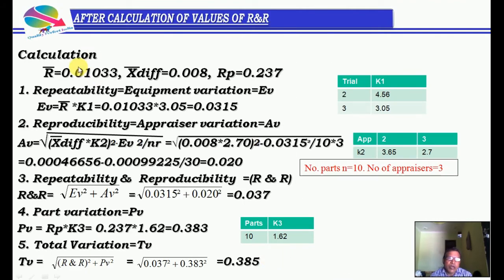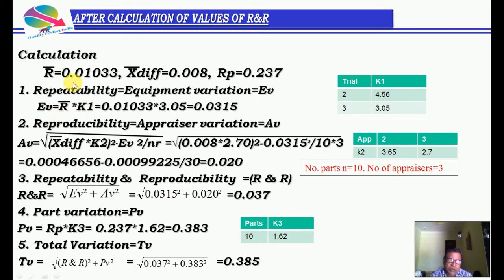Here what you got is R bar equal to 0.01033, X difference bar 0.008, RP value is 0.237. Now you are going to calculate repeatability. This repeatability is also known as the equipment variation, and equipment variation is denoted by EV.